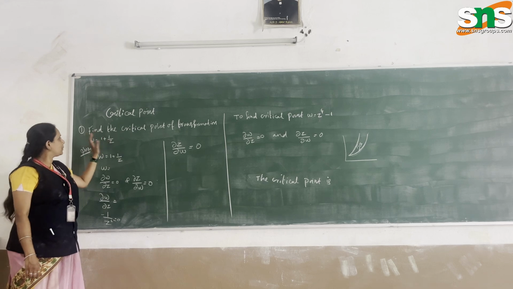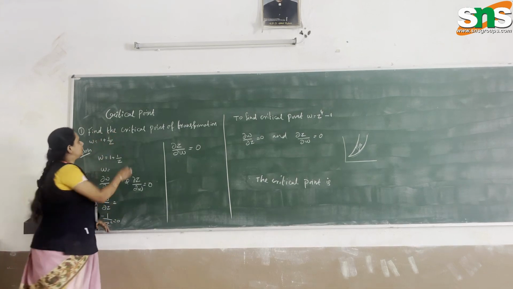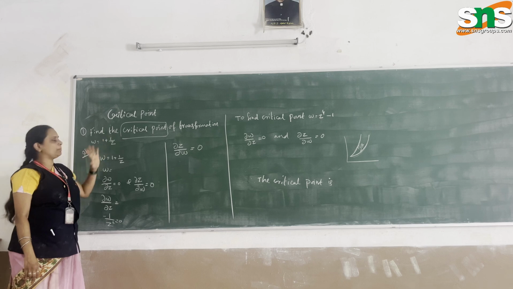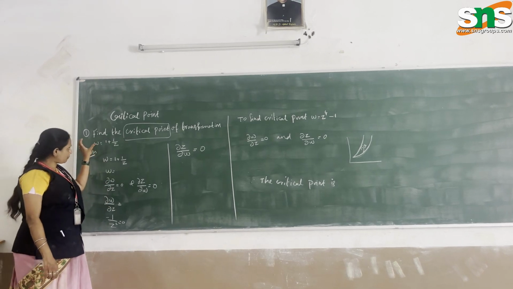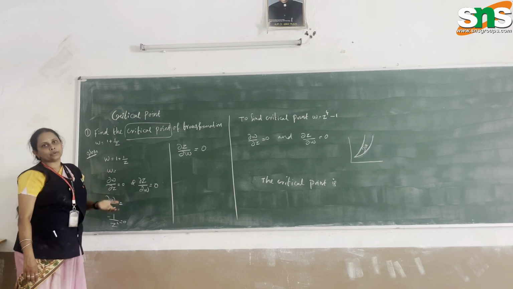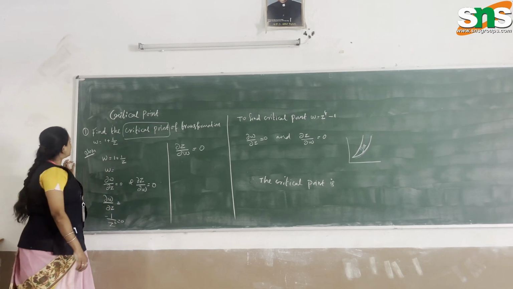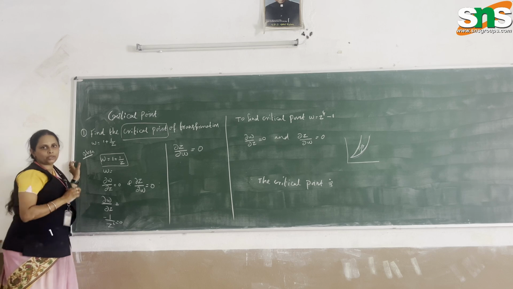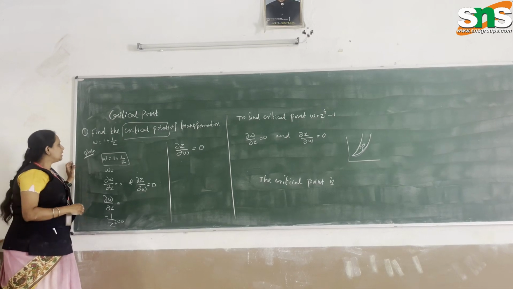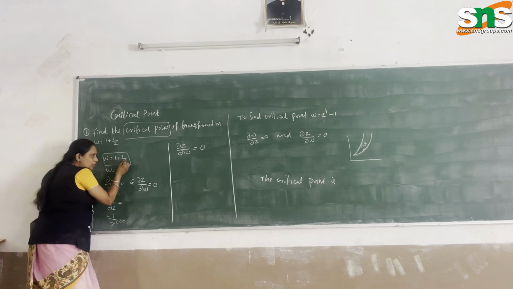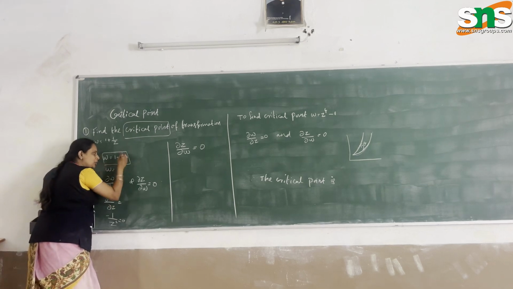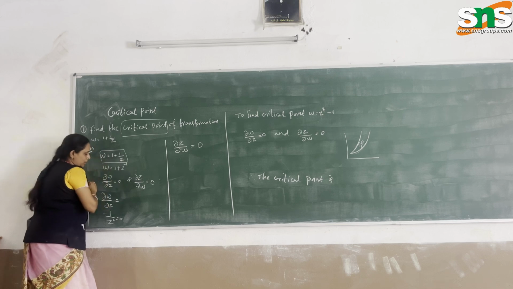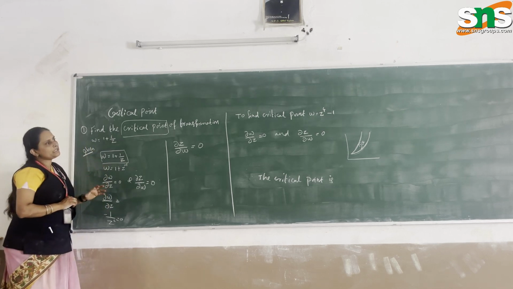Here see the problem. Find the critical point for the transformation w equal to 1 plus 1 by z. So this is the transformation, and here we are going to find the critical point. Taking the transformation w equal to 1 plus 1 by z, we take z into the numerator, so it becomes 1 plus z power minus 1. Then we have to find the critical point.